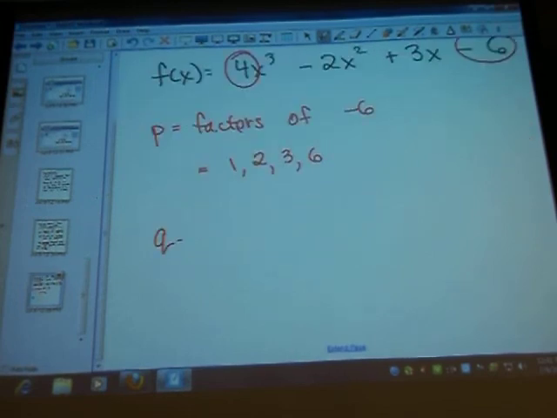Okay, now Q would be my factors of 4, my leading coefficient, my leading term. So what numbers go into 4? 1, 2, 4. But how do you know that's your leading coefficient, because it's the leading exponent, or it's just because it's a leading coefficient? It has the highest exponent. I wrote it with the highest one first. So P is your constant term, Q is your highest exponent term, which is called the leading term. So my factors of 4 are 1, 2, and 4.